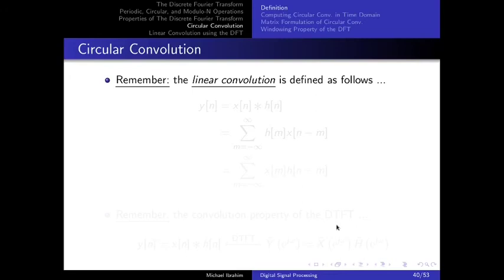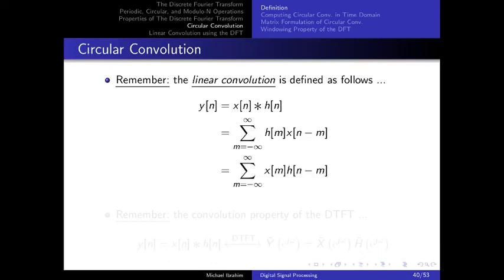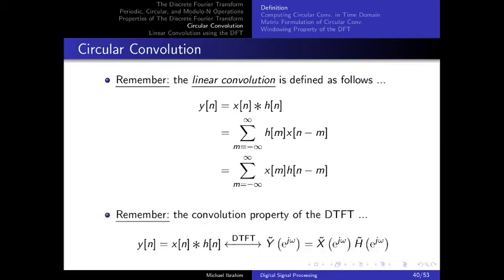The next property is the circular convolution. Remember that we have seen what's called the linear convolution before. Linear convolution is defined as summation from minus infinity to positive infinity h of m times x of n minus m, or summation x of m times h of n minus m. And we know that the linear convolution in time domain is equivalent to multiplication of the spectrum in frequency domain, or in z domain, Y of z is equal to X of z times H of z.